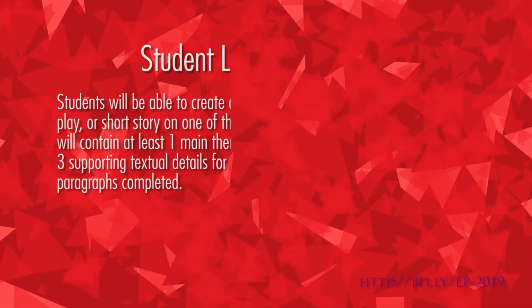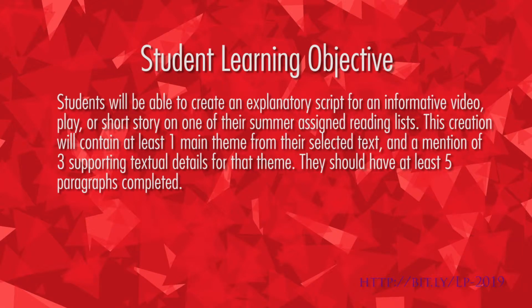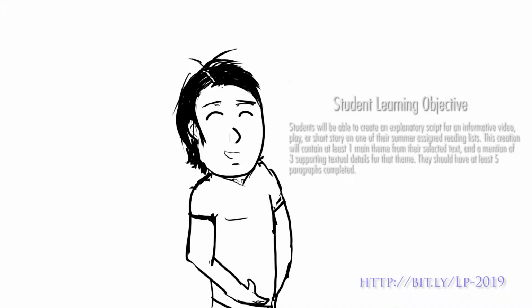The whole point of this lesson is to get students to create an explanatory script for a video, play, or short story on one of their summer assigned readings. What we're looking for here is for students to highlight one main theme and have at least 3 supporting details in it for a minimum of 5 paragraphs.